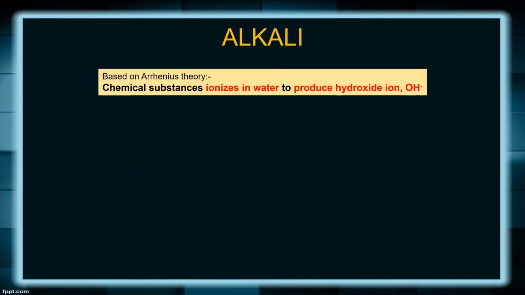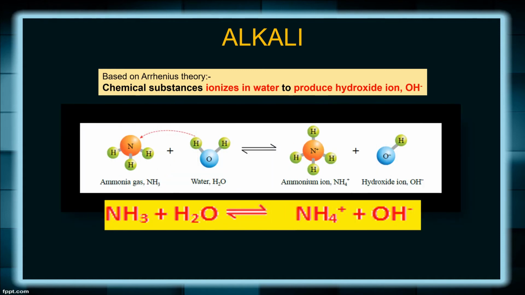So what's the meaning of alkali? Alkali, based on Arrhenius theory, is a chemical substance that ionizes in water to produce hydroxide ions. As you can see here, 1 mole of ammonia molecules, when they ionize in water, produce ammonium ions and hydroxide ions.